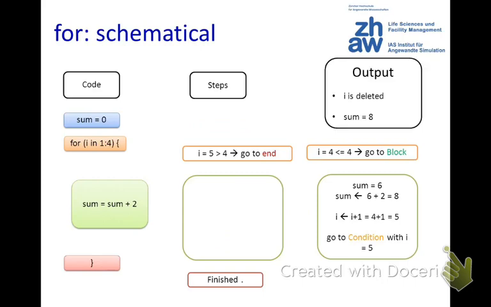And what do we have in the end? We have an output. First of all, the variable i is deleted. The variable i is only present in this green block statement. Afterwards it is deleted and is not there anymore. But the value of the variable sum, which was initially in the blue box 0, is now 8 after having done all these for loops.